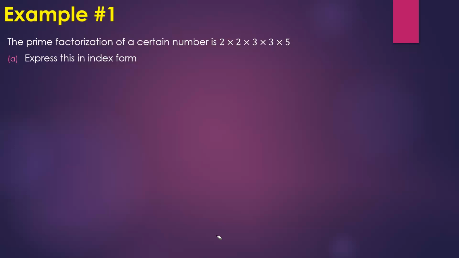All right, express this in index form. So how are we going to express this in index form? We have 2 times 2, 3 times 3, and 5. How are we going to express it in index form? What are we going to do?